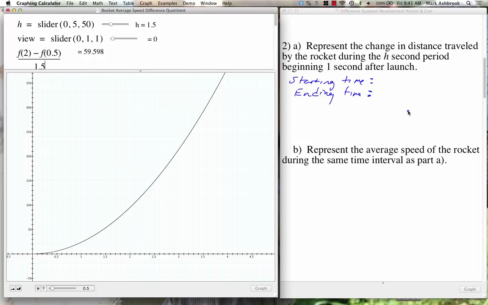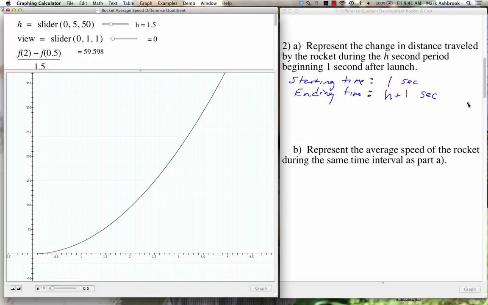What's the starting time, Margarita? The starting time is F. No, starting time is 1 second. And now, here's the key. What's the ending time? Any time is h plus 1. So if it lasts h seconds starting at 1, then the ending time from the beginning is h plus 1.